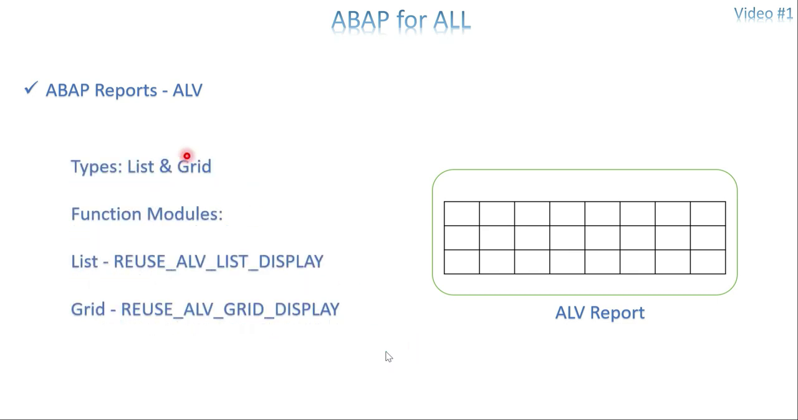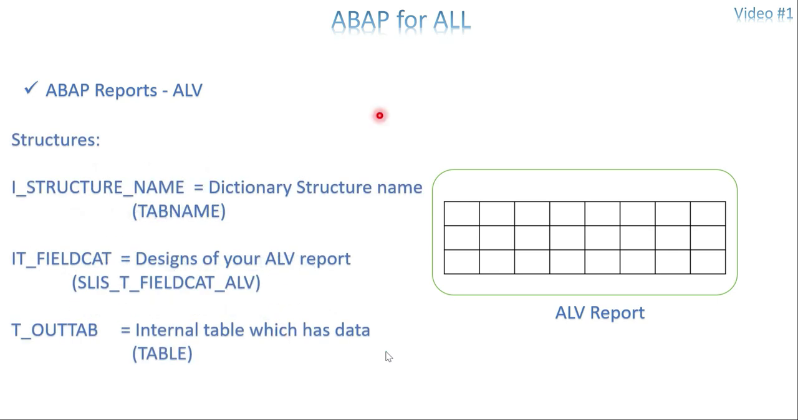And then types, which I already mentioned, list and grid, and these are the two function modules which we are going to use today, the ALV list and ALV grid display function modules. And structures. So a few parameters which we have to be aware of in the previous function modules, list and grid. Let's take these two. Either one is mandatory, either structure or field catalog. IT output is mandatory. So either one of these you have to use.